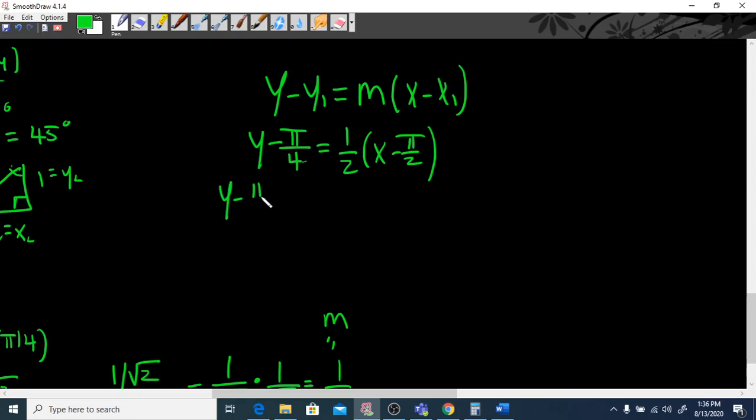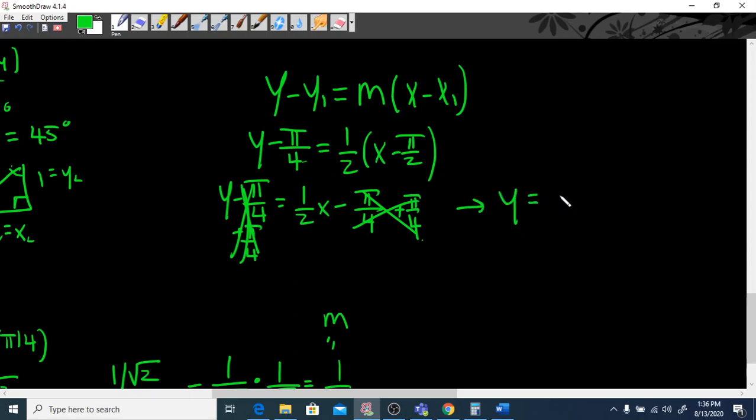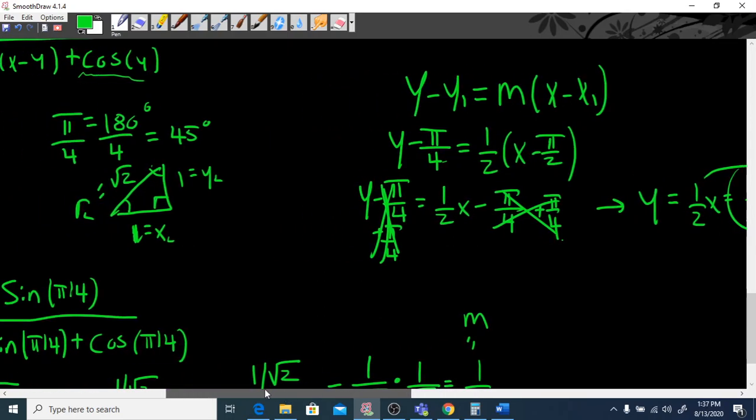You may also see it this way: y minus pi over 4 equals, distribute the 1/2, x minus pi over 4. And then I can add pi over 4 to both sides. And if I do that, it goes away here. But pretty cool, it also goes away here, yeah? And we wind up with the following: y equals 1/2 x, which you can also write as x over 2. All right. So yeah, pretty cool.